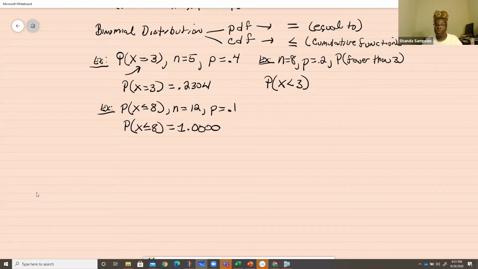PDF is equal to, CDF is less than or equal to. Those are the only two functions that exist in your calculator. This function doesn't exist. So you have to make this function look like this. It has to be a less than or equal to be put in your calculator. So let's think about this. We got 8 possibilities, as I'm going to list to give you an idea of what's going on. And this says less than 3.